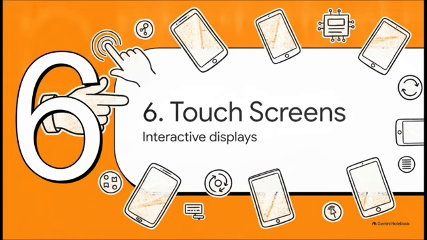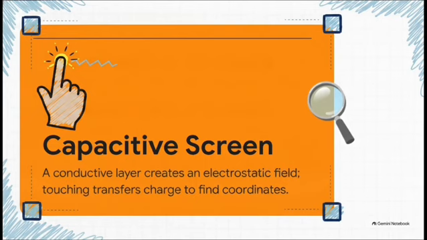Section 6. Touchscreens. Interactive display technology. For our final topic, let's look at the tech we literally carry in our pockets. There are three main types of touchscreens we need to cover. First up is the capacitive touchscreen. This one takes advantage of a biological fact. Human skin naturally conducts electricity.